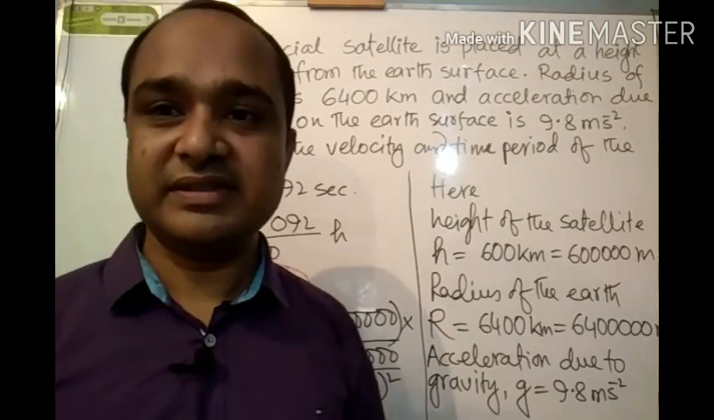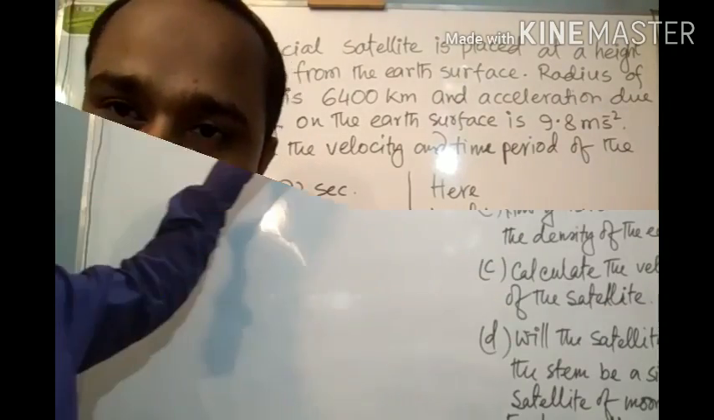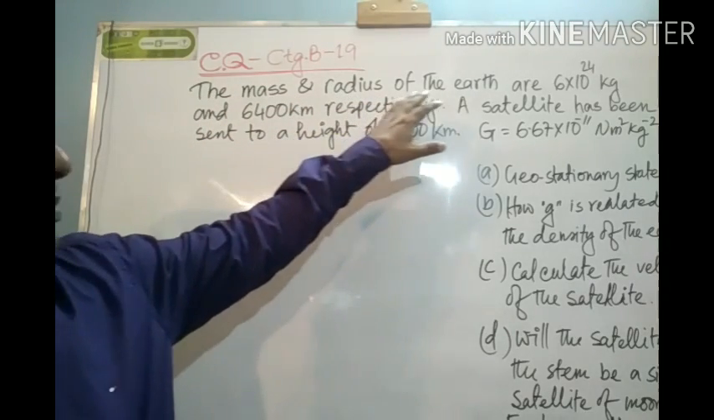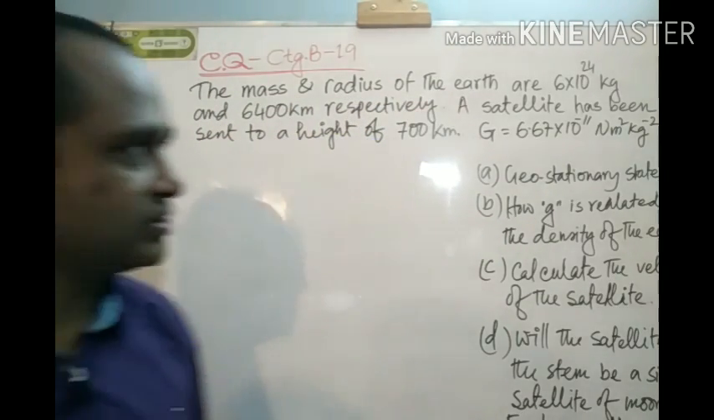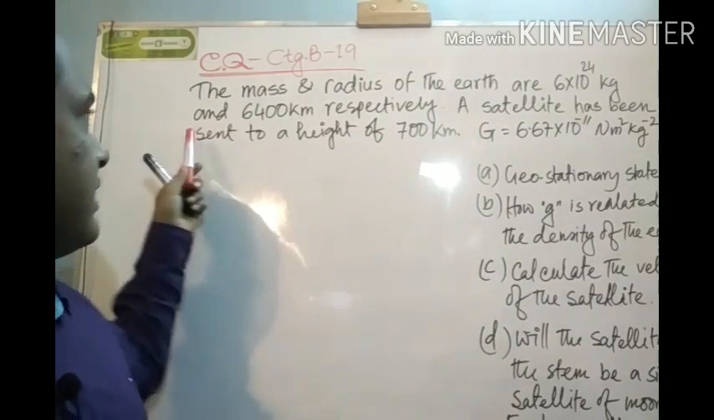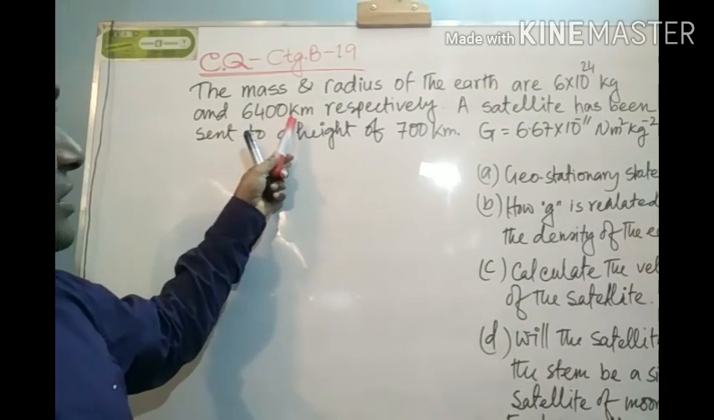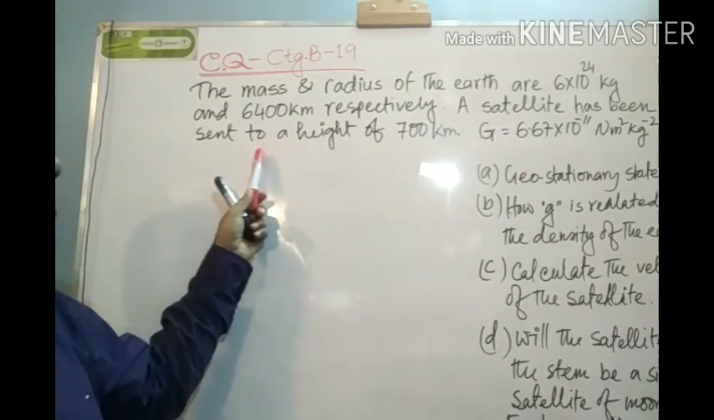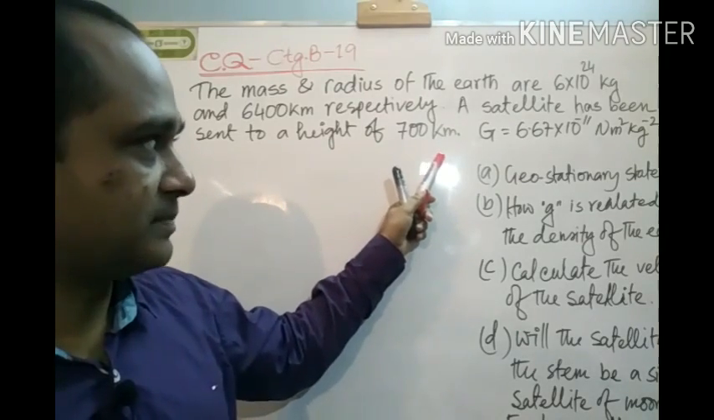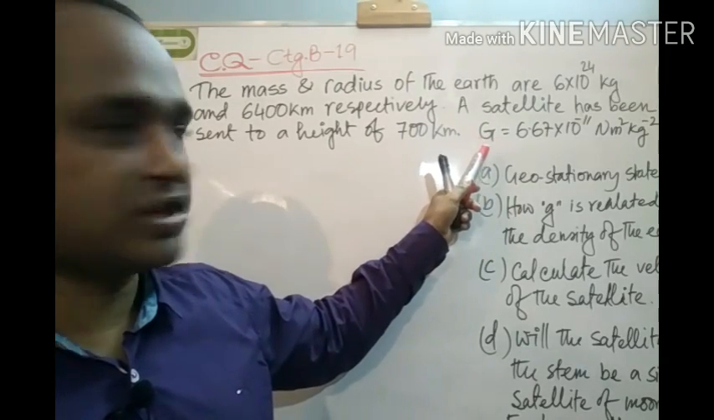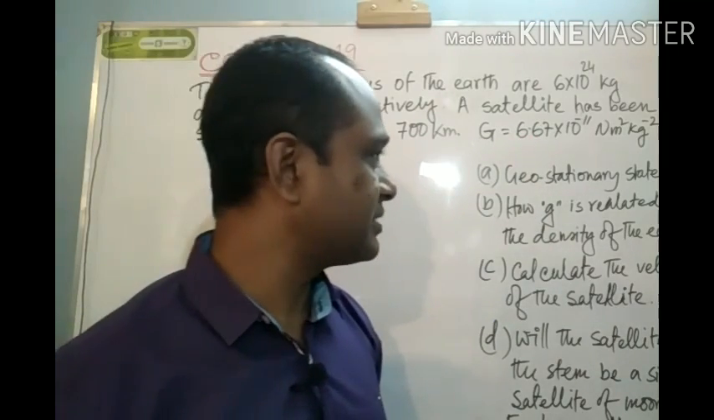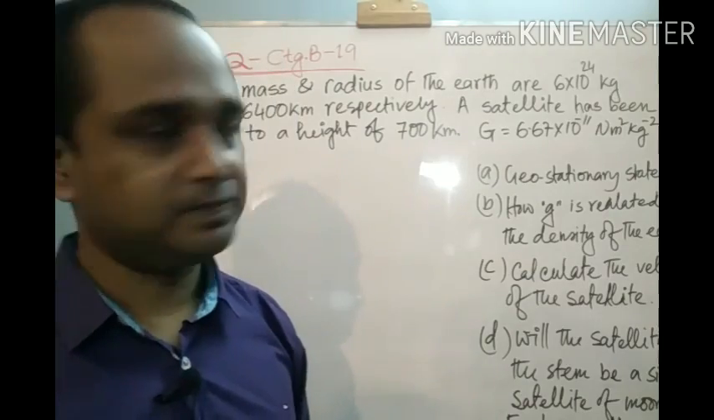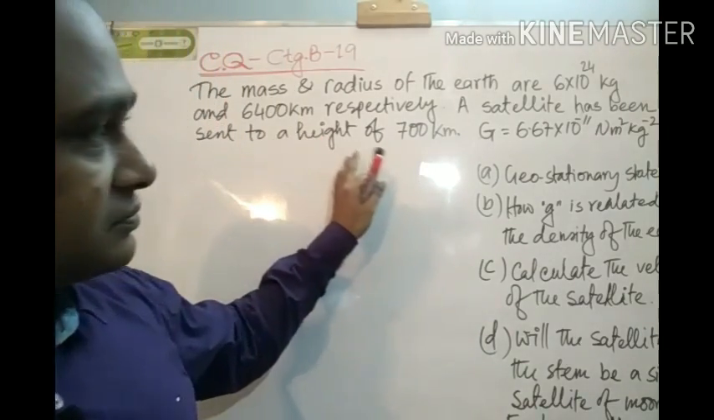Now we will see a creative question. There is a creative question. In the question, we said that the mass and radius of the Earth are 6 into 10 to the power 24 kg and 6,400 kilometer respectively. A satellite has been sent to a height of 700 kilometer and G, the gravitational constant, is 6.67 into 10 to the power minus 11 Newton meter square per kg square. The information is given here.